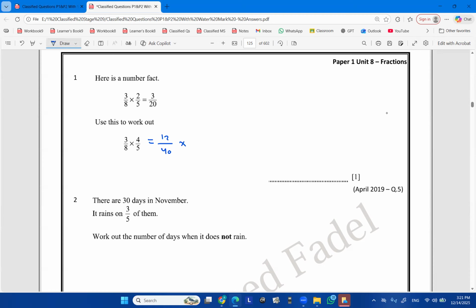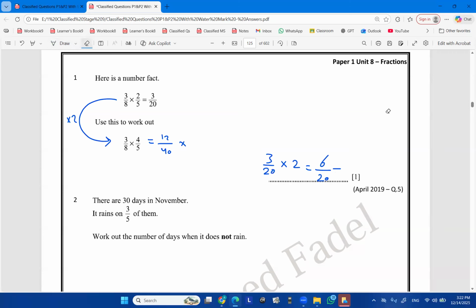If you noticed, this is exactly the same as this, but multiplied by 2. So this one is double the fact. So in order to get the answer over here, we just double the answer of the fact. So it is equal to 3 over 20. They must see you doing this. Multiply by 2, which is equal to 6 over 20. You can get the simplest form. Let me just write it on a different line. Getting the simplest form equals 3 over 10.